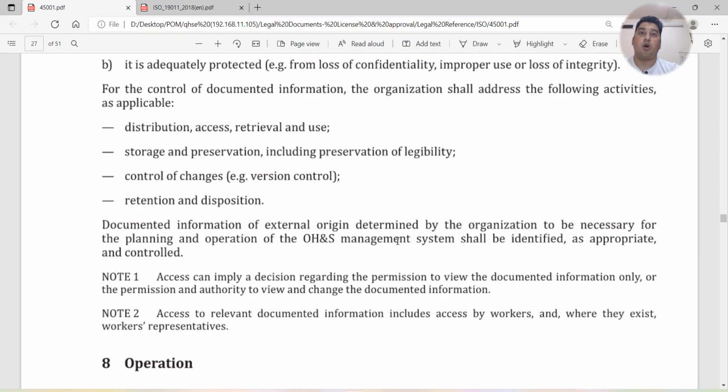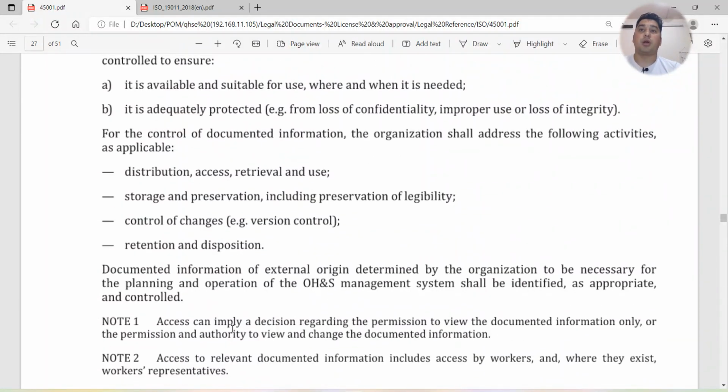Documented information of external origin determined by the organization to be necessary for the planning and operation of the OHS management system shall be identified as appropriate and controlled. Note: access can imply a decision regarding the permission to view the documented information only, or the permission and authority to view and change the documented information. Access to relevant documented information includes access by workers and, where they exist, workers' representatives. So only the particular people and employees should have access to relevant documents.